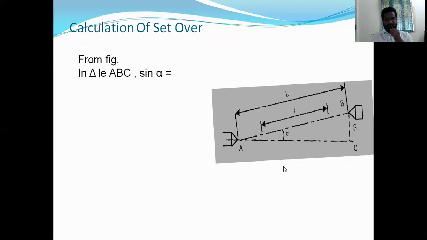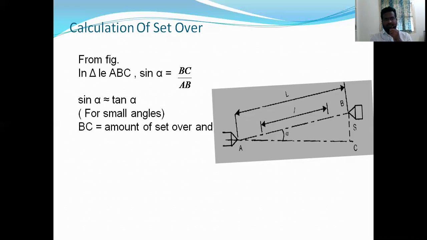Now in triangle ABC, sin alpha is equal to BC by AB. For small angles, sin alpha is equal to tan alpha. Small angles. So now, what is BC? It is the amount of set over, and AB is the overall length of the workpiece.